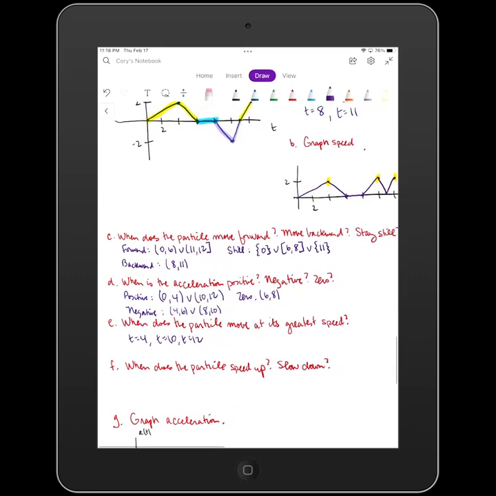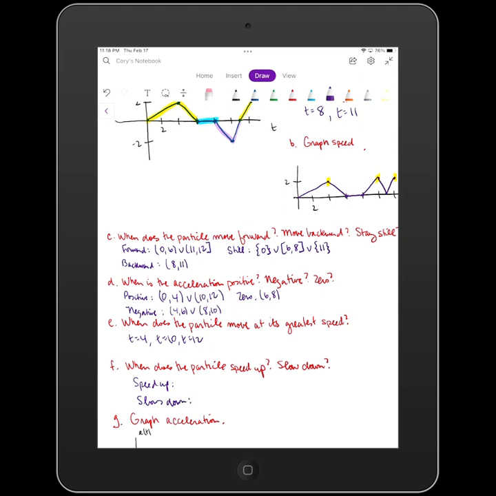Okay, so on to the next part, and I think this part's probably the most difficult part of this problem. Part F asks, when does the particle speed up and when does it slow down? Okay, so we want to determine when it speeds up and when it slows down.